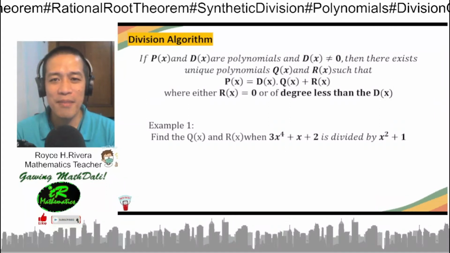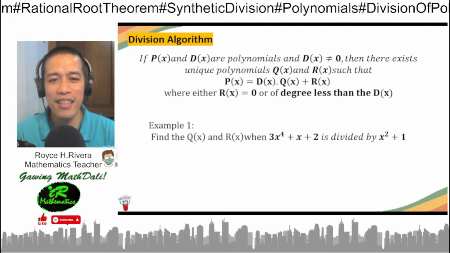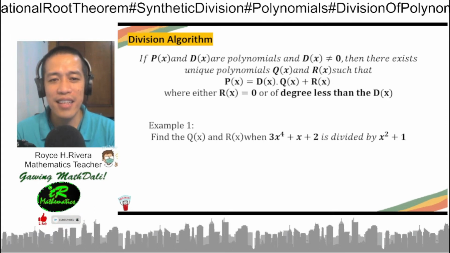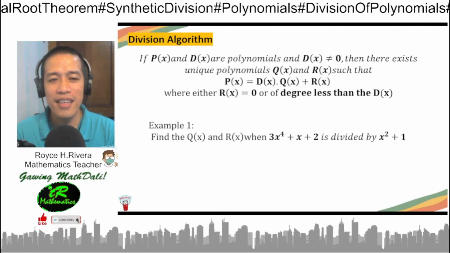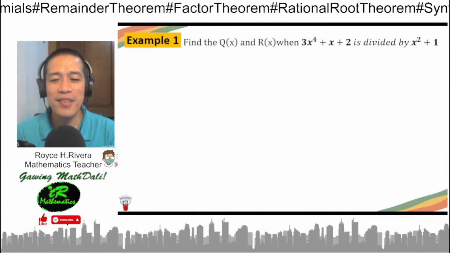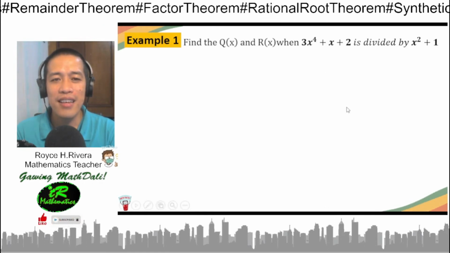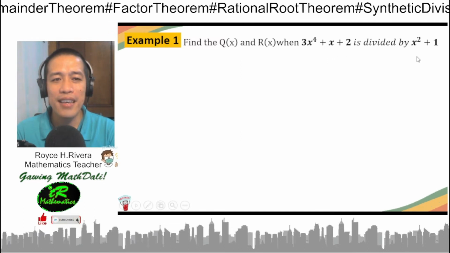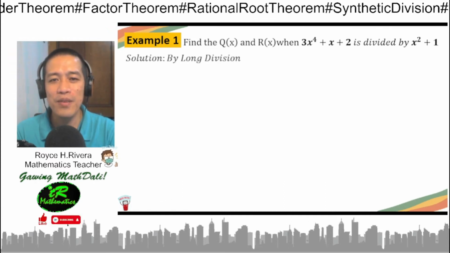Ito ang unang example. Find u of x, the quotient, and r of x, the remainder, when the polynomial 3x raised to 4 plus x plus 2 is divided by x squared plus 1. Let us now have the solution for example number 1. We need to divide the polynomial 3x raised to 4 plus x plus 2 by x squared plus 1. For this example, we will use long division.